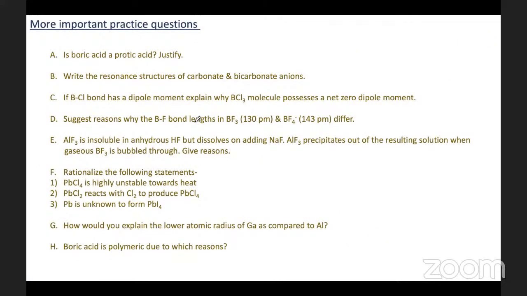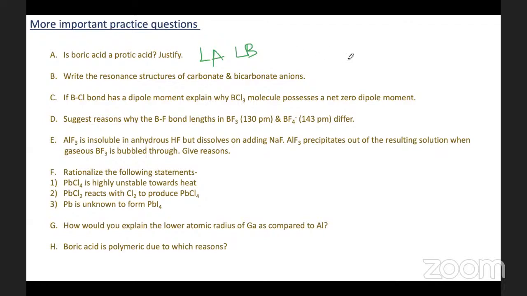Here I have some practice questions for you that you can examine on your own. The first one is whether boric acid is a protic acid, justify. In my Lewis acid concept theory, I have told what is a Lewis acid and what is a Lewis base. So these are the specific hints to the examples. The second one is drawing the resonance structures of carbonate and bicarbonate anion.